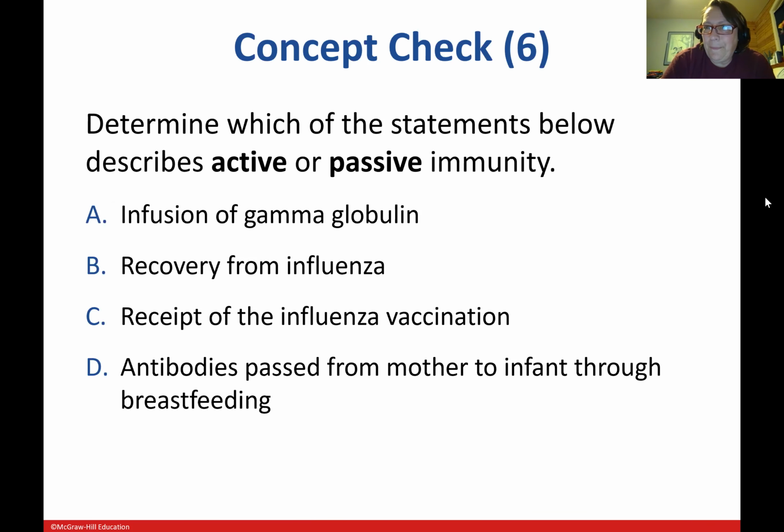Recovering from flu. That would be active. So you got the flu, your immune system dealt with it. That's an active type of immunity. Receipt of the influenza vaccination. Well, that would be passive, okay? Because you're receiving the antigen and you are making your own immune response, but it is provided passively, artificially. Antibodies passed from mother to infant through breastfeeding, and that would be a passive immunity, receiving the antibodies.